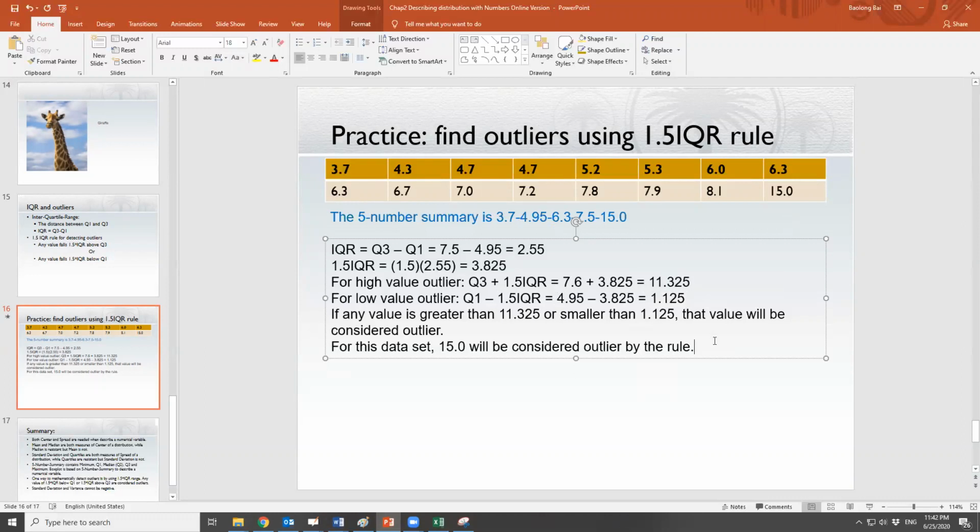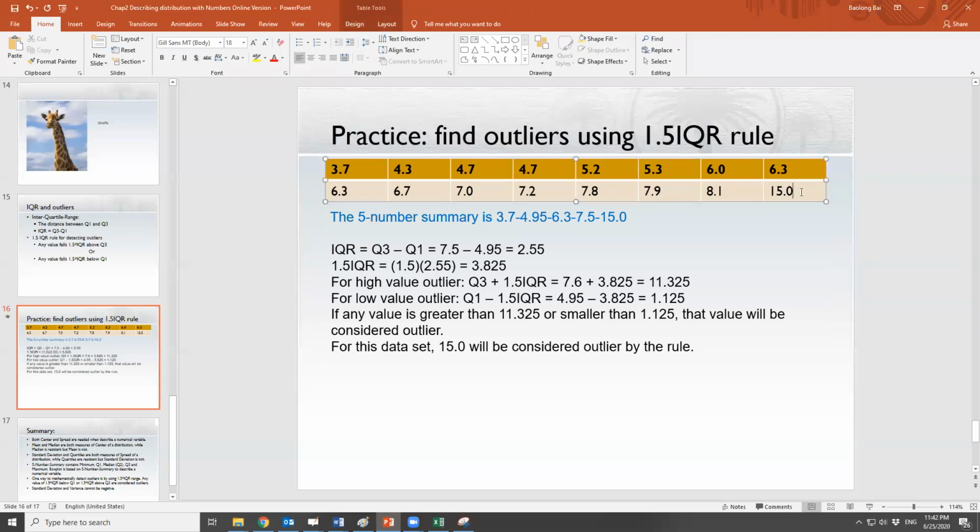And here we can go back to the data. Any values in the data set that are below 1.125 or above 11.325 are considered outliers. And obviously, from the data, we have one outlier, 15, that's above 11.325.